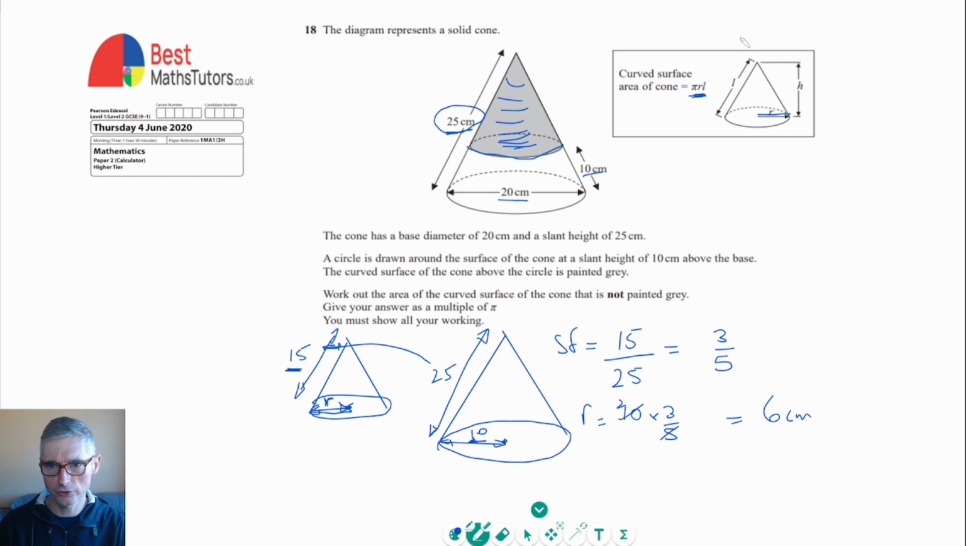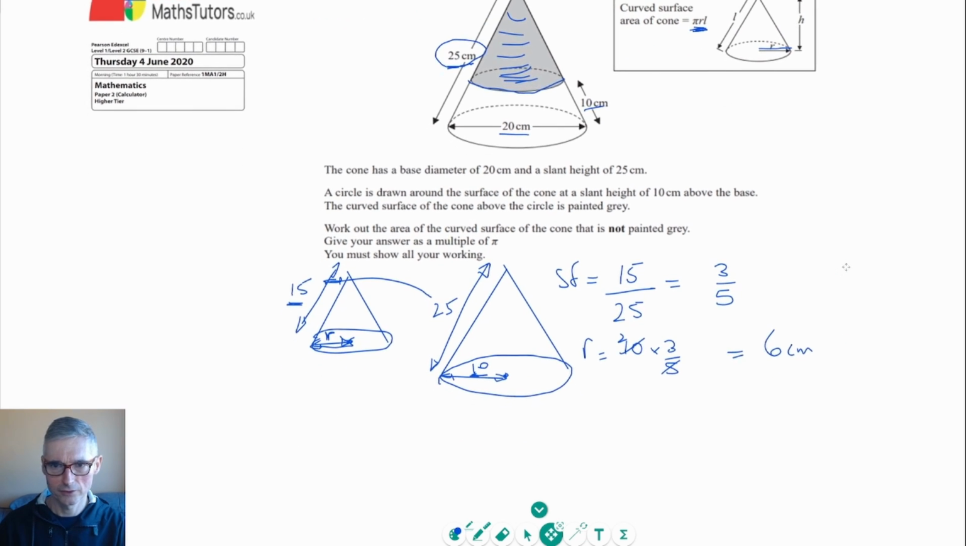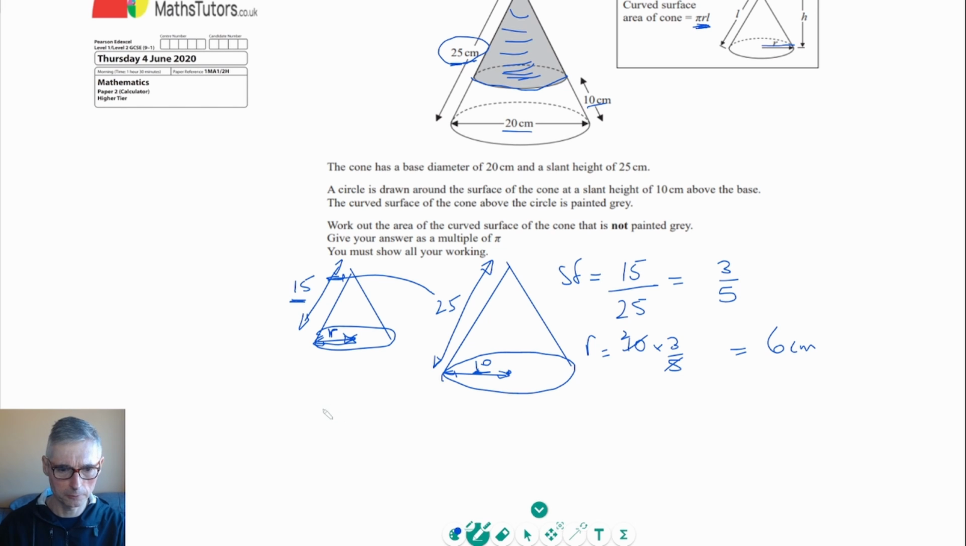And so we can use this formula, which is pi RL. So if we do that, pi RL is going to be just substituting in the values. So pi is still pi, and then R is going to be 6, and L is the slant height, which is 15. So if we work all that out, what we get is 6 times 15 is 90, so that's 90 pi. So this is the small cone.